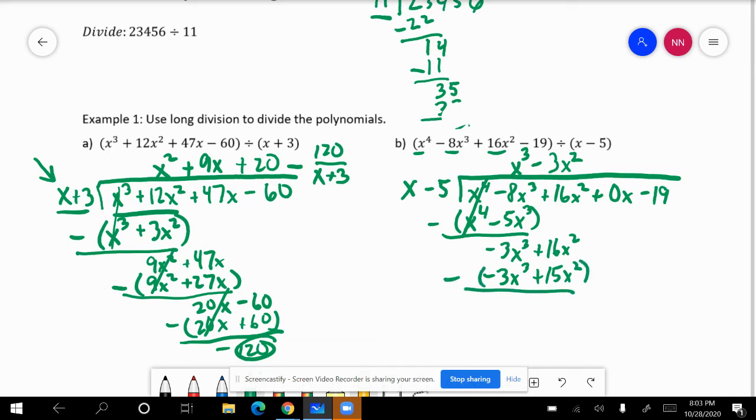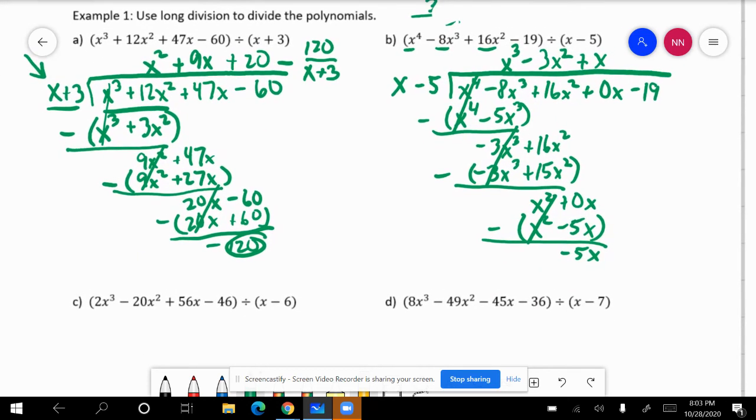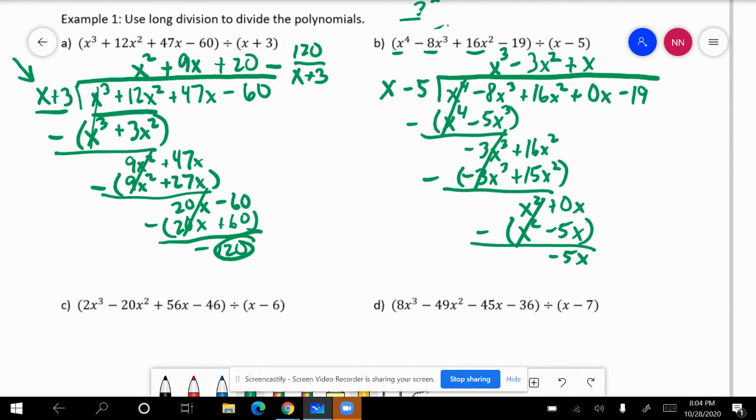And then we subtract. First terms cancel. We get x squared. We bring down the 0x. X goes into x squared x times. X times x is x squared. Notice that the first terms are always canceling. X times -5 is -5x. When we subtract it, we get -5x. And then we bring down the -19.